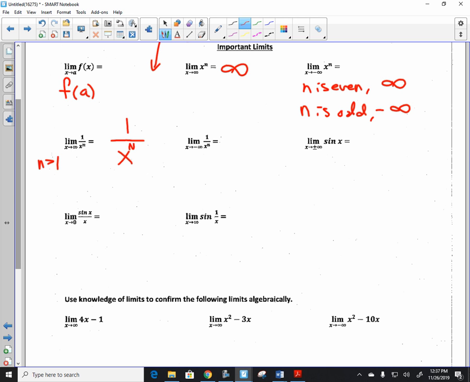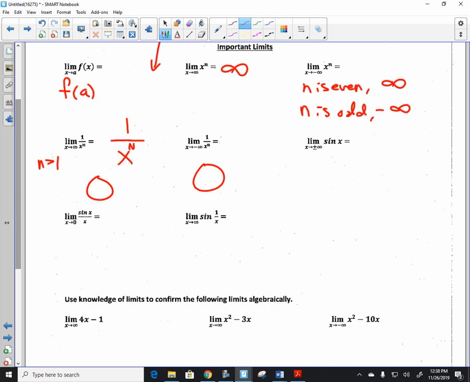So if I plug in a really large number, and I take x to a really large number, what's going to happen to the denominator? It's going to get really, really big. And if the denominator gets really big, then this whole thing is really small, so it's going towards 0. Does it matter if it's positive or negative? Does it matter if it's 1 over a really big positive number or 1 over a really big negative number? Either way, it's still going towards 0.